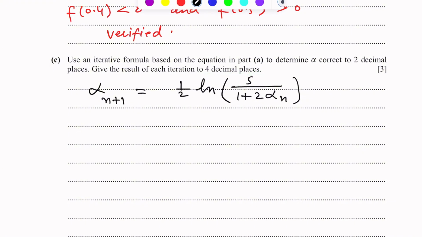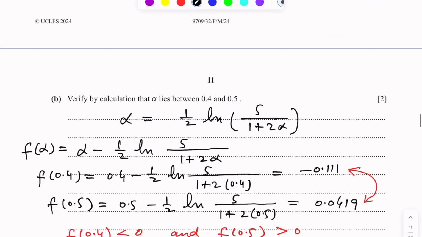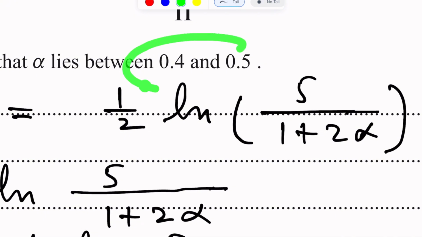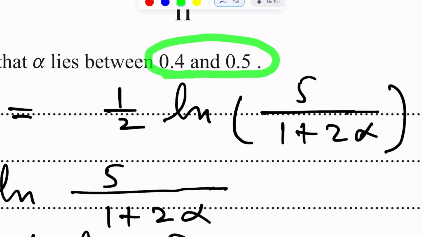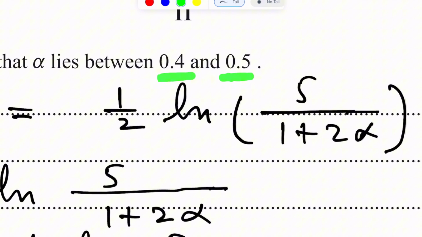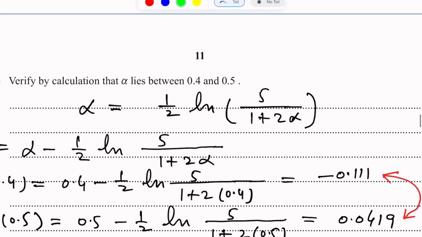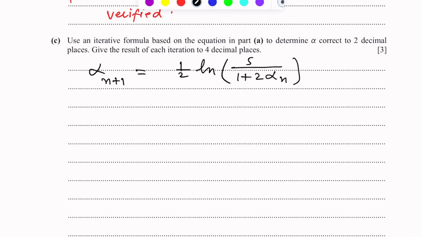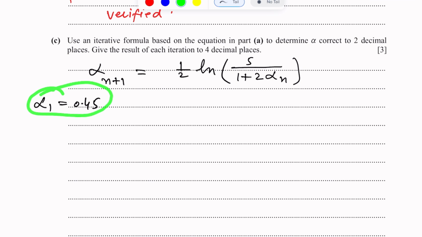Since the starting value is not given, we will take a suitable value between 0.4 and 0.5, because alpha lies between 0.4 and 0.5. So we are taking a suitable value between these two values. We can take the mean of these two values. So that will be the first iteration, alpha 1, which is the mean of 0.4 and 0.5, that is 0.45. This is the first iteration.